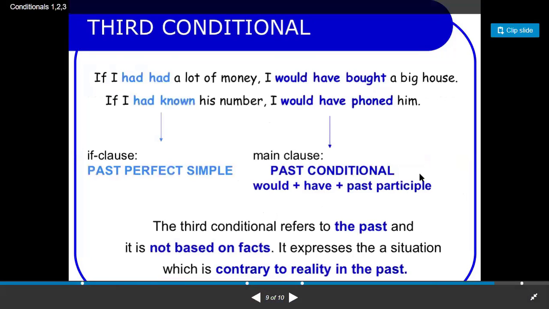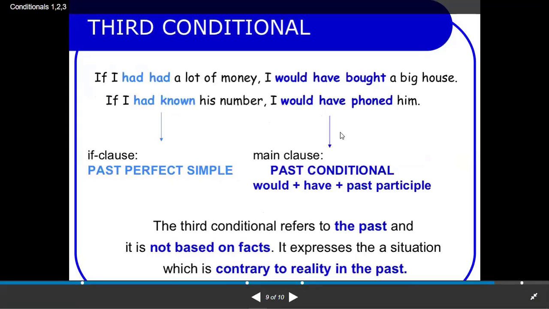Okay. So here let's see. Here had or had known. It is past perfect simple. Okay, so it is past sentence. And here you would see the structure in the main clause: would plus have plus past participle. Past participle meaning third form of the verb. Like here in the past perfect you have third form, here you would have third form, and we call third form past participle.